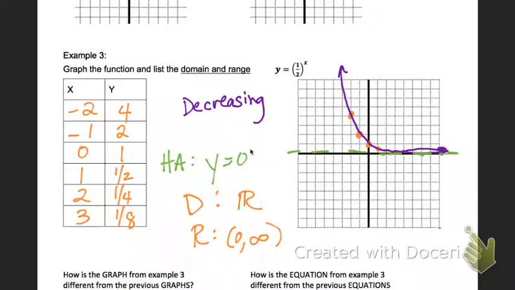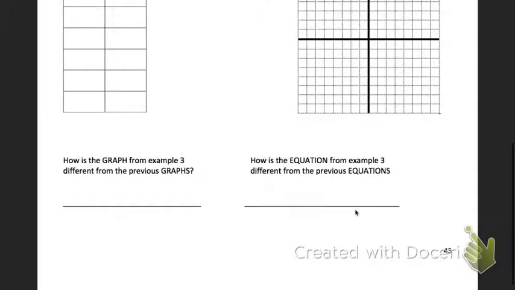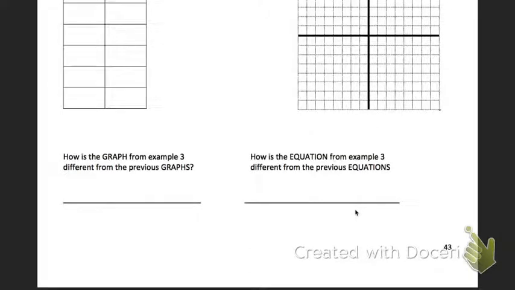And why do you think that is? Because of the fraction. Exactly. Because of the fraction. So if it's a fraction less than 1, it's going to be decreasing. If it's a number greater than 1, it'll be increasing. So that's kind of what these next questions are talking about down here. How is the graph from example 3 different? We said that it's decreasing. Oh, that's a highlighter. How is the equation from example 3 different from the previous equations? Because it's a fraction. A fraction less than 1.